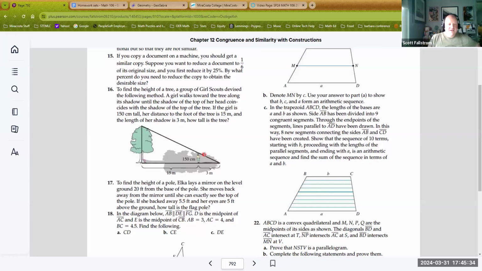Okay. 16 is the height of a tree. And this is interesting.